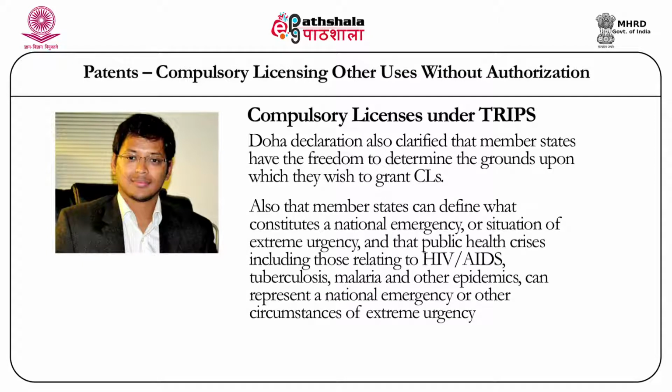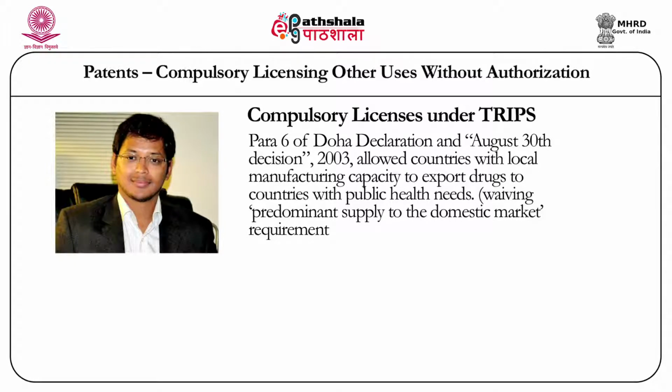It also went on to state that member states have the right to determine what constitutes a national emergency or situation of extreme urgency, and that public health crises, including those relating to HIV/AIDS, tuberculosis, malaria, and other epidemics, can represent a national emergency or other circumstance of extreme urgency. As the compulsory licensing provision was largely seen as one that was meant to ensure countries could remedy public health emergencies and ensure access to medicines for the populace, several countries without local generic manufacturing capacity protested the provision which mentioned that licenses needed to be predominantly for the supply of the domestic market. This led to Para 6 of the Doha Declaration and the August 30th decision in 2003. You can see this in slide 7.